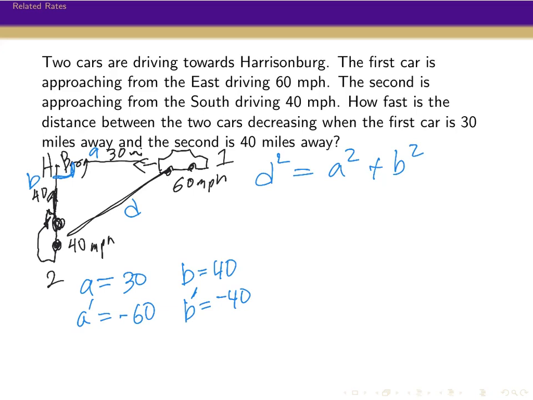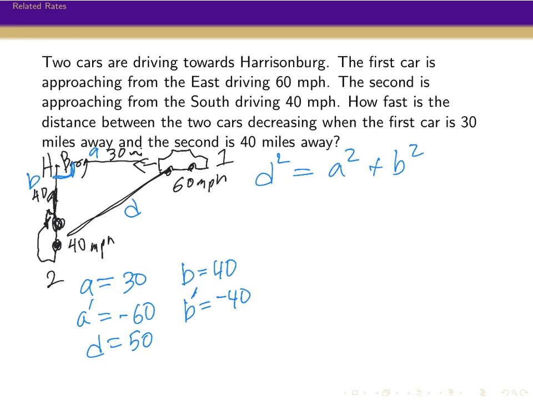Okay, and from here we can figure out D. We're going to need D in the next step, so let's figure out what D is. So if I plug in 30 squared plus 40 squared, that gives me 900 plus 1600, which is 2,500, and 2,500 is 50 squared. So distance there is 50. Let's erase this stuff out. Okay, so we got what we need.